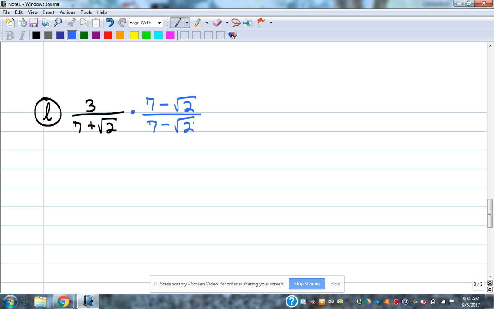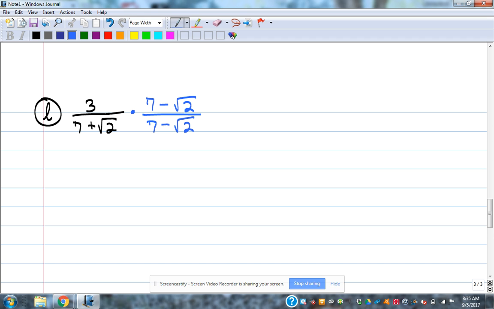The 3 is still up top. It ain't gone anywhere yet. We're just, the denominator is the one that causes the problem. So that's the one we're trying to fix. So we just use 7 minus radical 2. That's the conjugate of 7 plus radical 2. Conjugate, just change the sign in the middle. That's all you got to do.